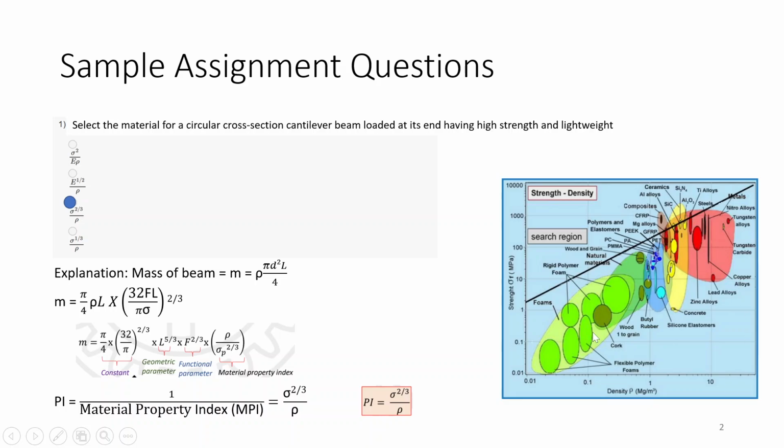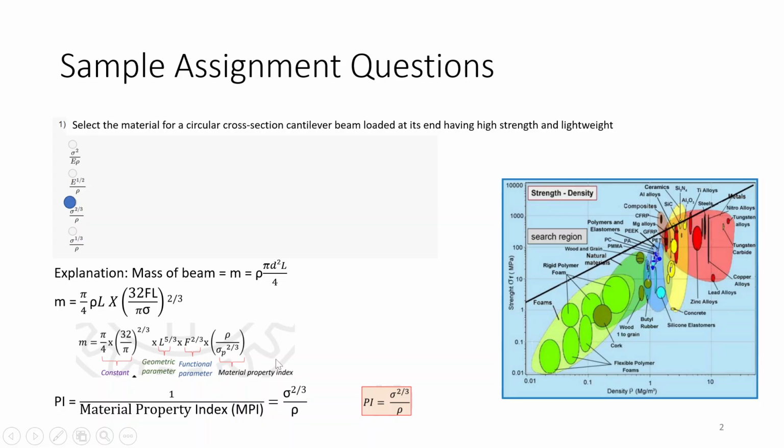So here firstly you have to find out for the lightweight. So firstly you have to write the equation for mass. So mass will be density times volume. So volume can be given for circular beam as pi d square L upon 4. So if you write d in terms of force, length and sigma, so this is 32 FL upon pi sigma to the power 2 by 3. So you have to segregate these constants: geometric parameter, functional parameter and material property index.